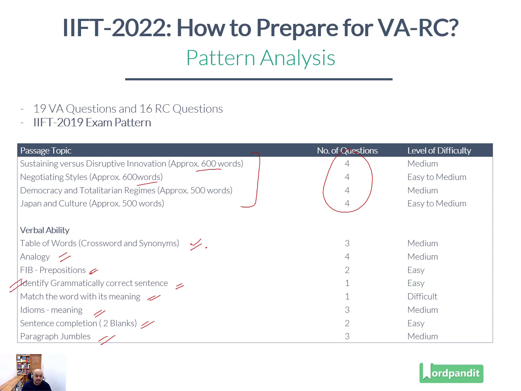So only 1 grammar question and a wide gamut of questions which are based on vocabulary, fill in the blanks, idioms, match the words. So lots of those, and parajumbles are a constant. So we'll try to also identify the constants, right?